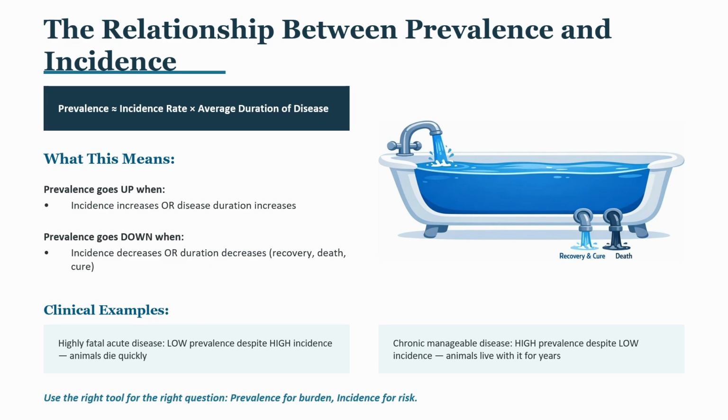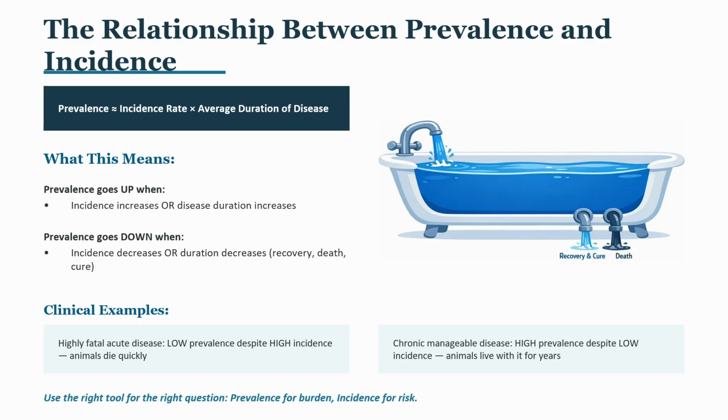Conversely, a disease can have low incidence but high prevalence if it's chronic and long-lasting. Feline chronic kidney disease has relatively low annual incidence in any given cat, but because cats live with it for years before dying, the prevalence in older cat populations is very high.